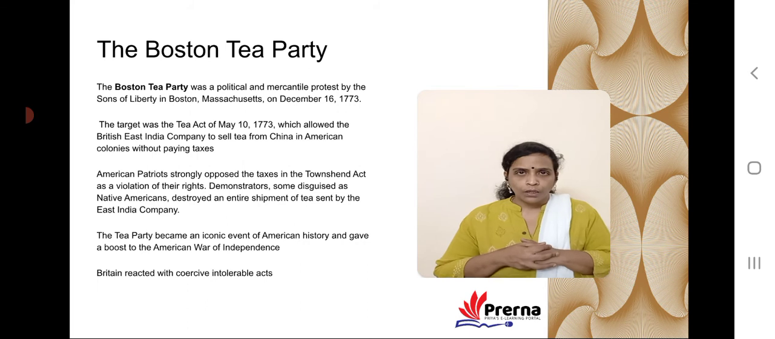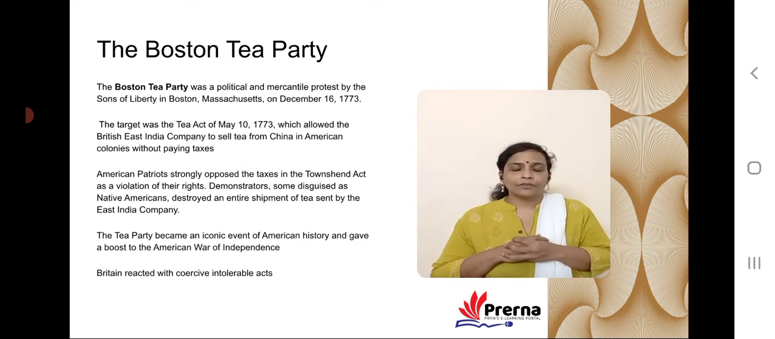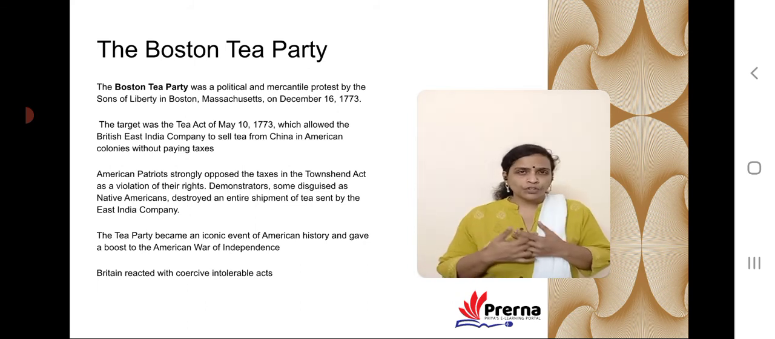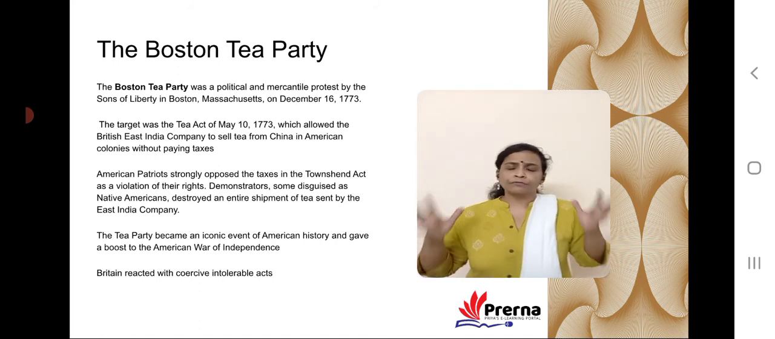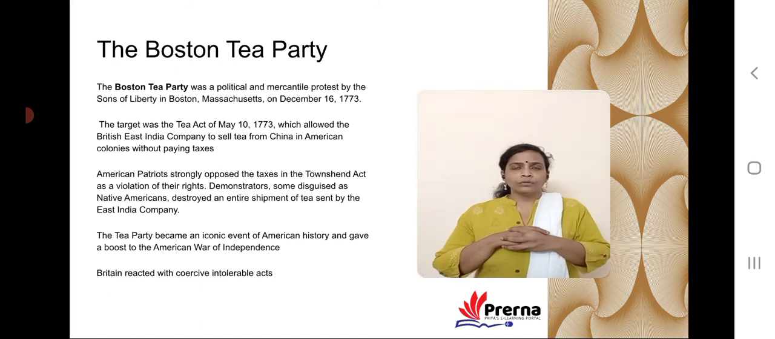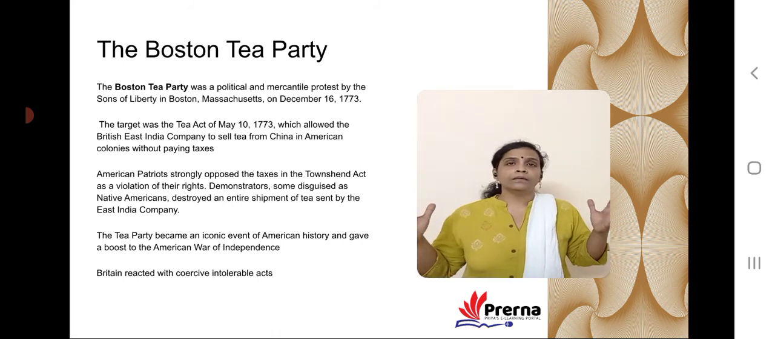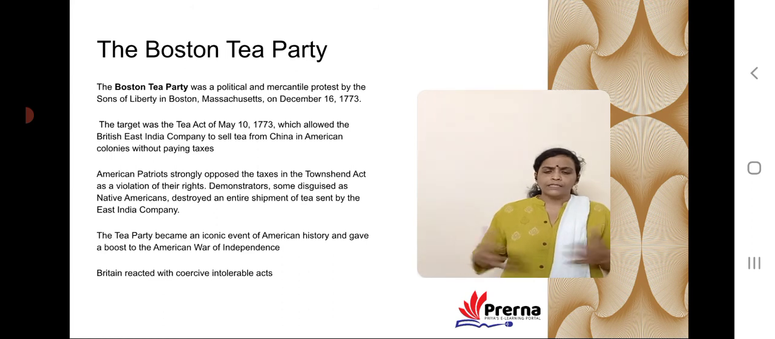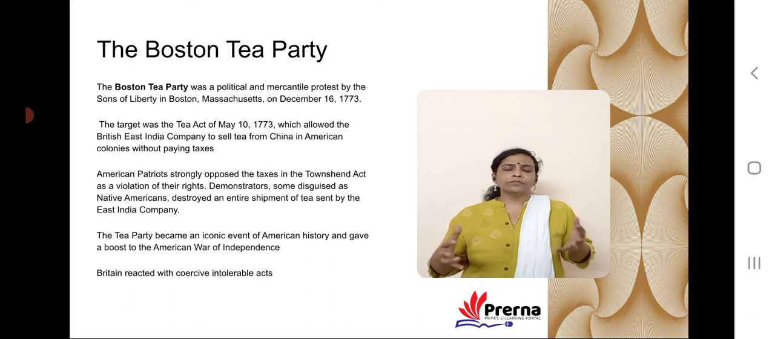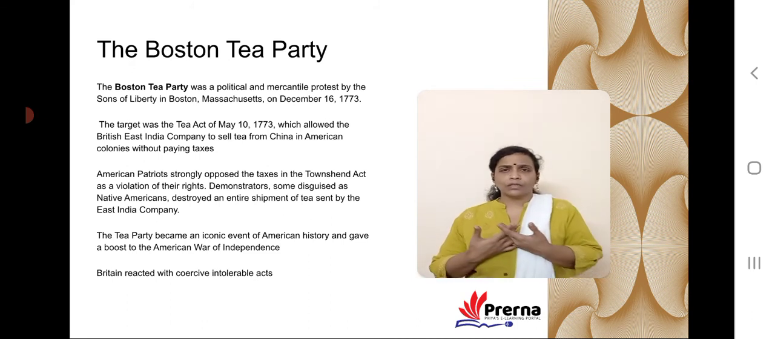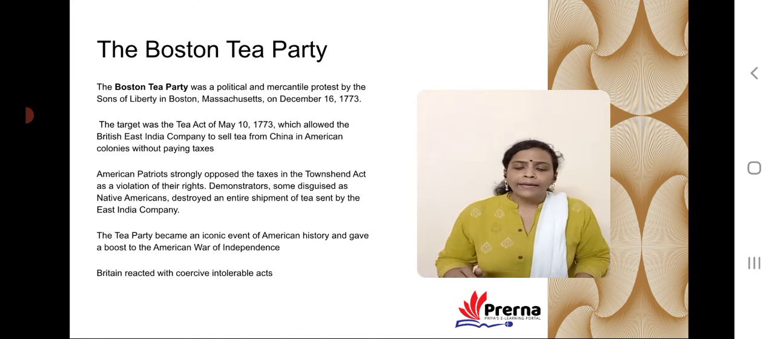Now what did they do? You could see how all these people disguised as Red Indians boarded these ships, and how they in fact threw a lot of cartons full of tea into the sea. So they destroyed lots of tea boxes full of tea, and this was a measure which they had taken because they could not bear any such taxation without representation in any of the bodies.